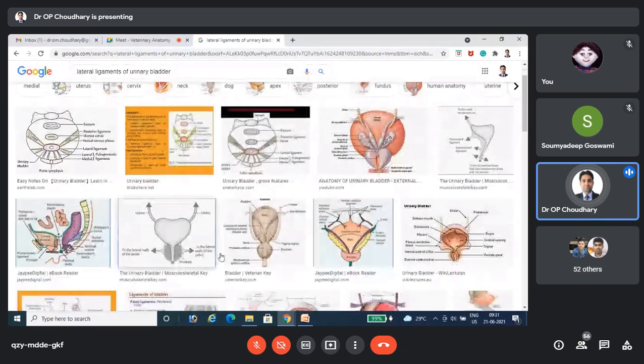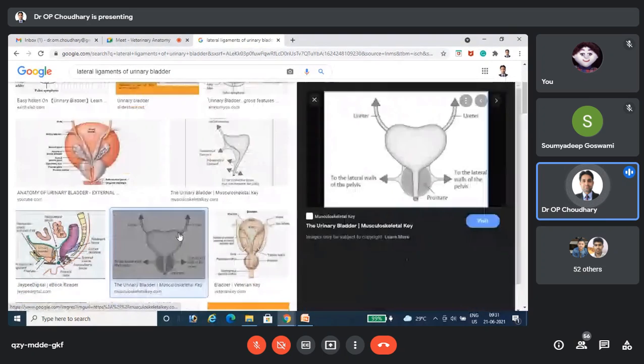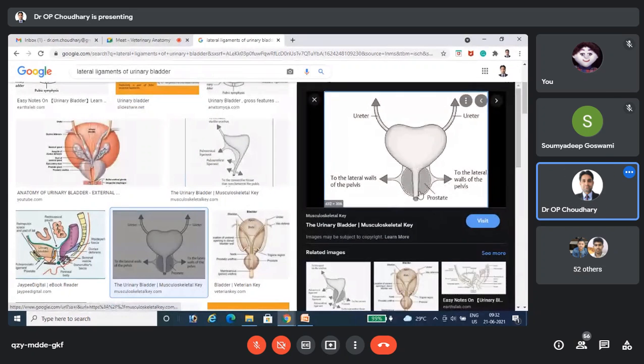You just see here. You can see here the lateral ureter. This is the urinary bladder. Okay, clear? From both sides, that is from the lateral part, there are two ligaments that connect to the lateral wall of the pelvic cavity on either side. Okay, lateral wall of the pelvic cavity.